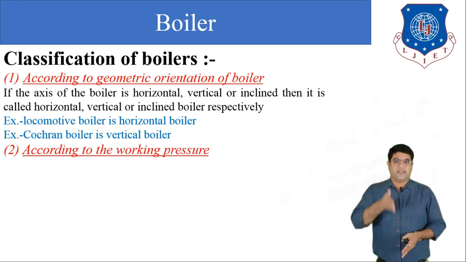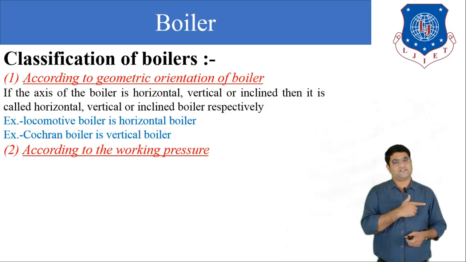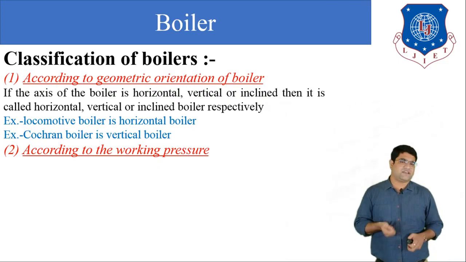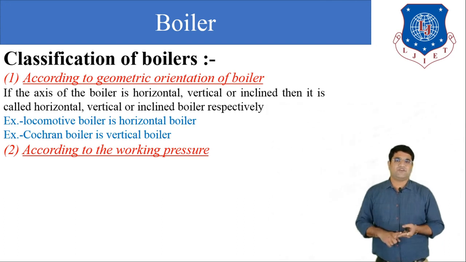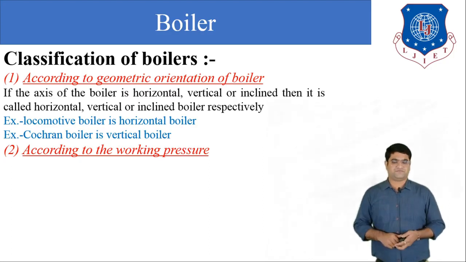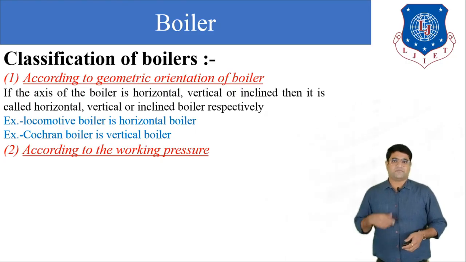If the axis of the boiler is vertical, then it is called the vertical boiler. If the axis of the boiler is horizontal, then it is called the horizontal boiler, and if the axis of the boiler is inclined, then it is called the inclined boiler. Examples of the horizontal boiler are the Babcock and Wilcox boiler, locomotive boiler or the Lancashire boiler. The example of the vertical boiler is the Cochran boiler. We will discuss all these boilers in detail, but here you have to remember only the names of the boilers.